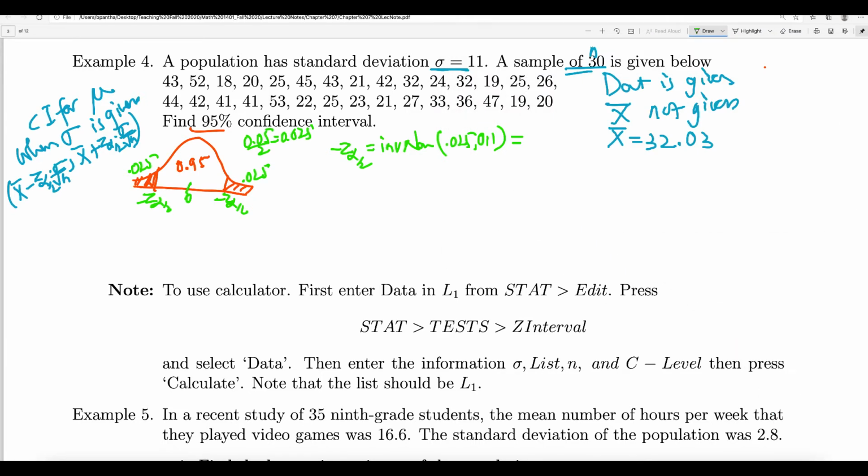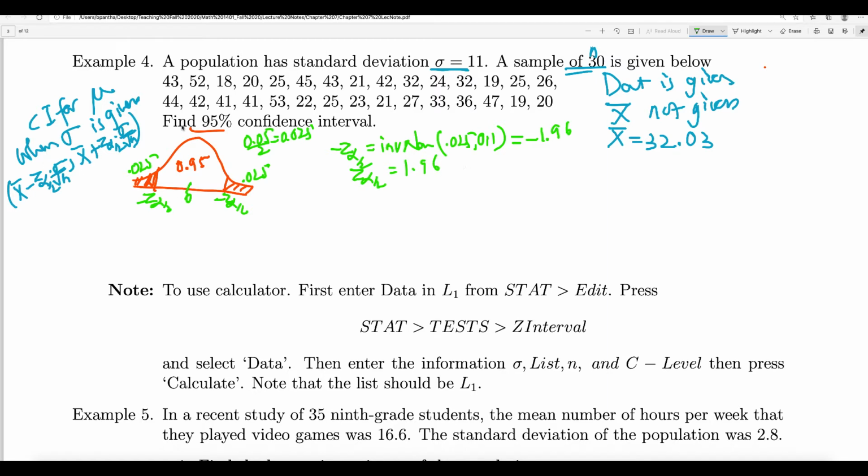If you round to two decimals, it is negative 1.96. So what is the value of z alpha half? Then it is positive 1.96, right?